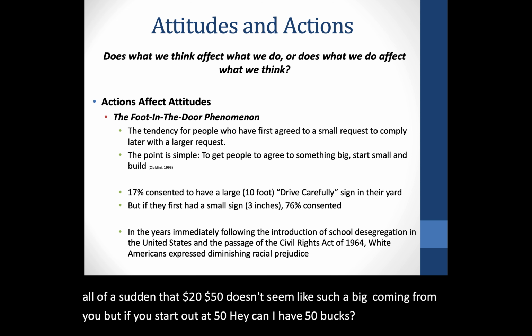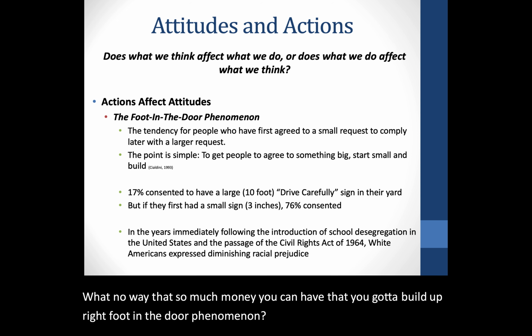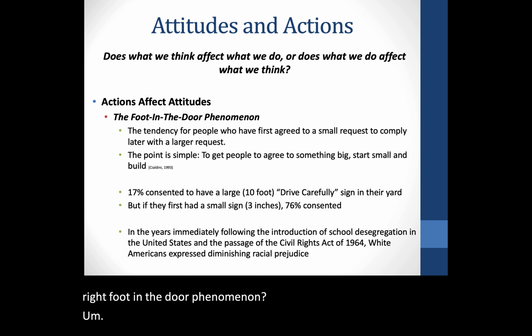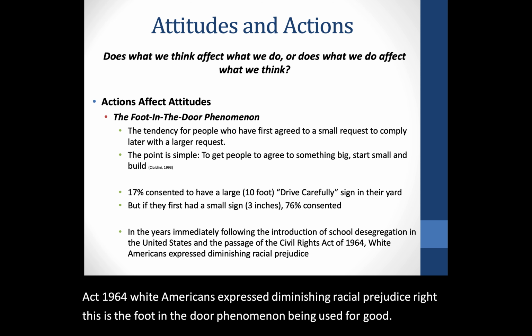After school desegregation in the United States, after the Civil Rights Act of 1964, white Americans expressed diminishing racial prejudice. This is the foot in the door phenomenon being used for good. You get people to accept school desegregation, and then you can make bigger asks, and then we see this diminishing racial prejudice.